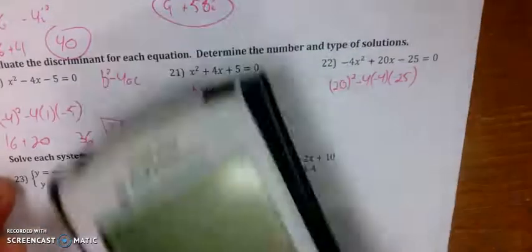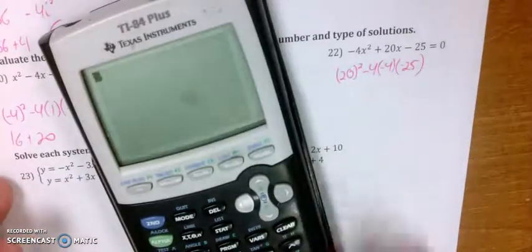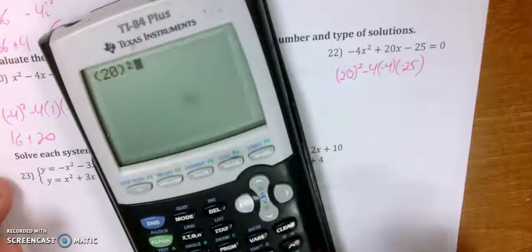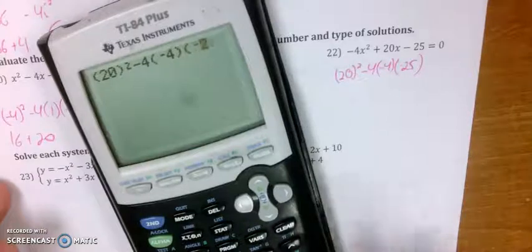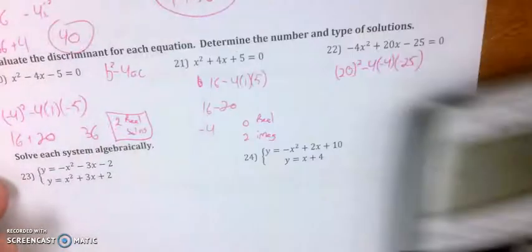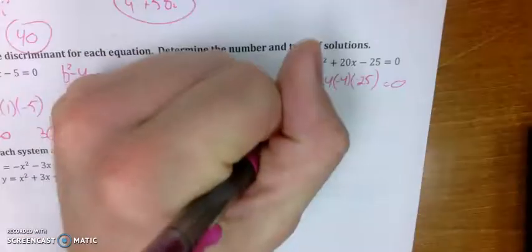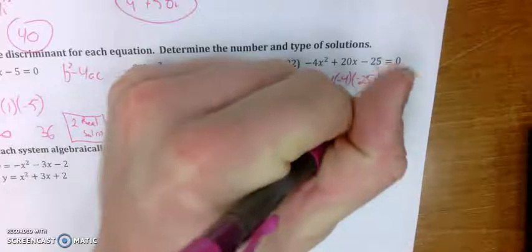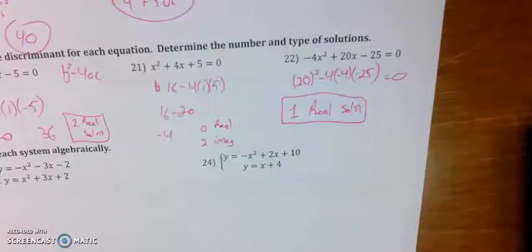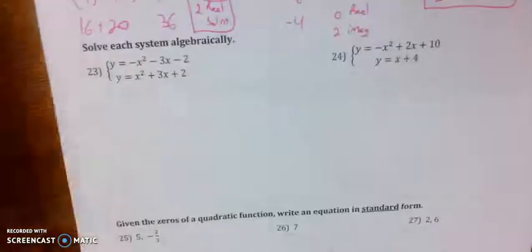Numbers here are going to be getting kind of big, so I'm just going to use a calculator. So 20 squared minus 4 times negative 4 times negative 25. I get 0. So if it is 0, there is exactly one real solution. One real solution. All right.